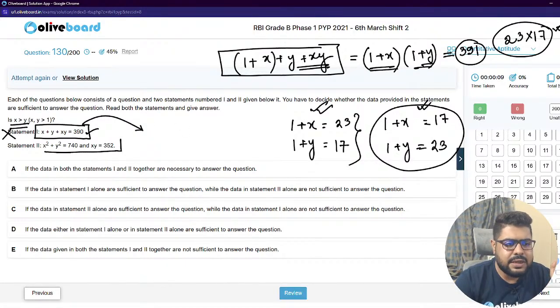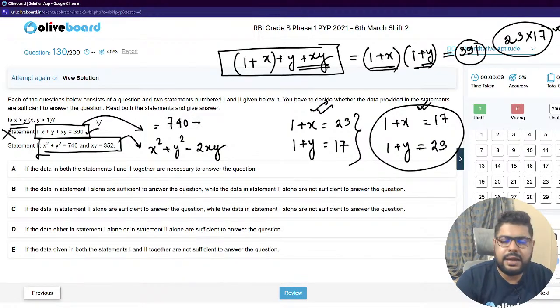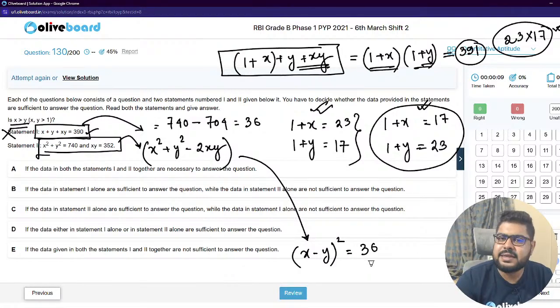Statement 2. Sir, square and this, no sir, you will get the same thing. How sir? x square plus y square minus 2xy. Sir, try doing this. So x square plus y square is 740 minus 2, so this is 704. So this is 36. And this is nothing but x minus y whole square. You see, I can write x minus y whole square is equal to 36.